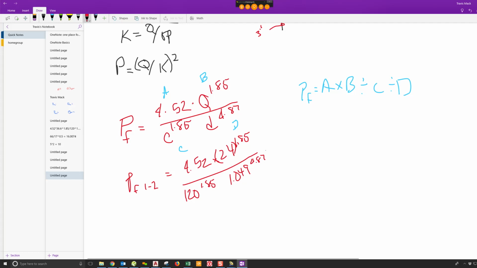So let's all plug this in our calculators. I want to make sure we all get the same answer. So we do 4.52 times 24. You should have a y to the x button. There it is, to the power of 1.85 divided by 120 to the power of 1.85 divided by 1.049 to the power of 4.87. What do you guys get as the friction loss per foot? I got 0.18. What did anyone else come up with?